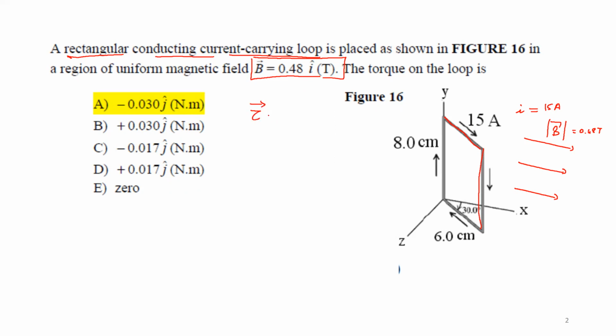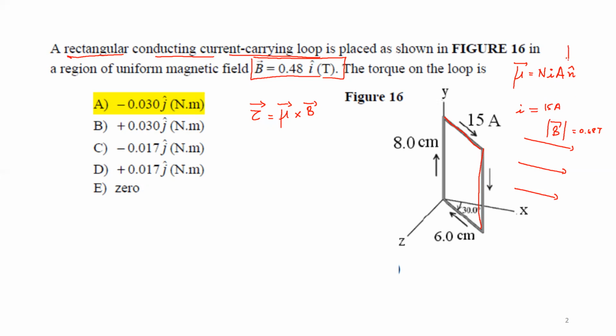on a current carrying loop is equal to mu, the magnetic dipole moment, cross B, the magnetic field. This is the torque on my loop. So let's calculate the magnetic dipole moment. As you know, the magnetic dipole moment mu is the number of turns multiplied by the current, multiplied by the area of the loop, multiplied by n hat. N hat is a unit vector normal to the area. So it's a normal vector.